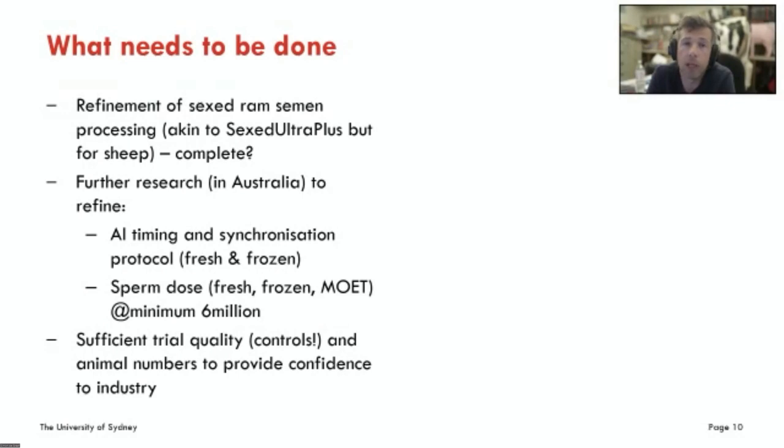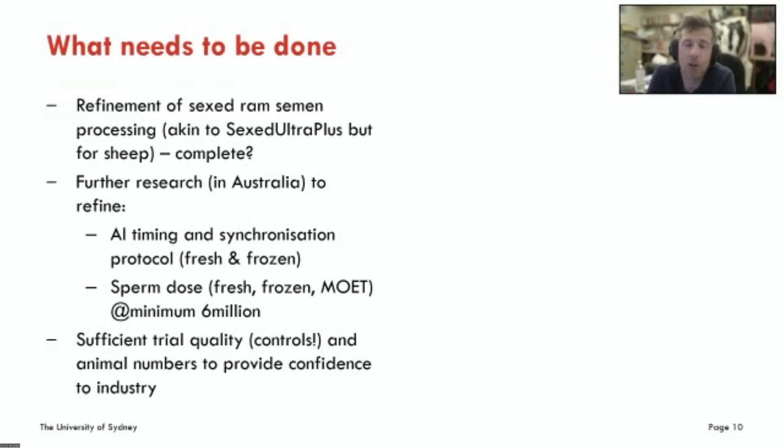So, is it okay to just use 6, or realistically, do we need to use 8? Do we need to use 10? And what do we do when it's fresh? What do we do when it's frozen? And if we have superovulated donors, do we need to use a couple of straws? What's the issue there? And those trials need to not be just somebody having a crack with no decent controls.